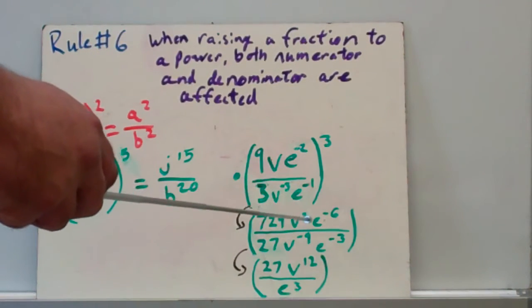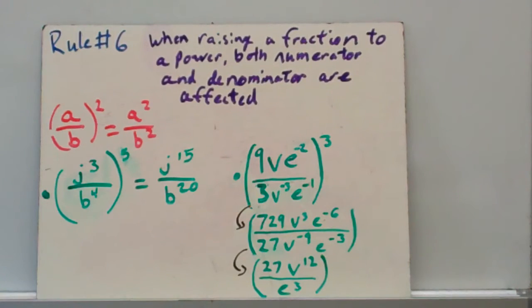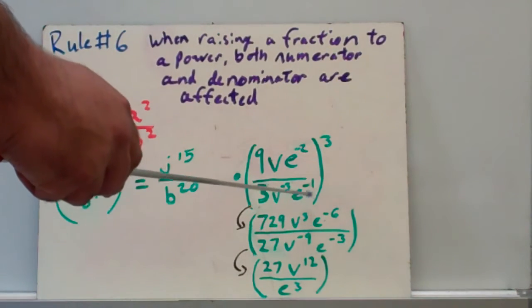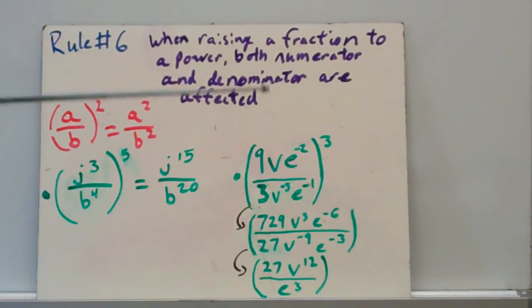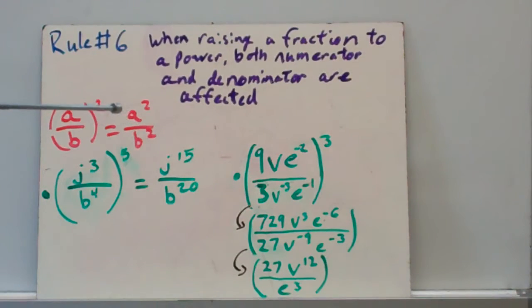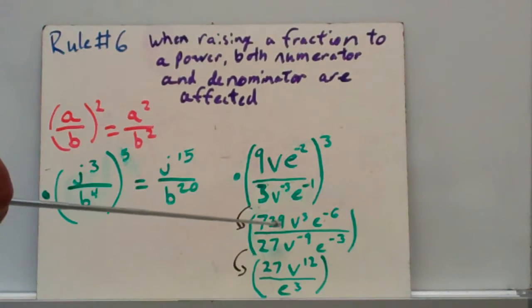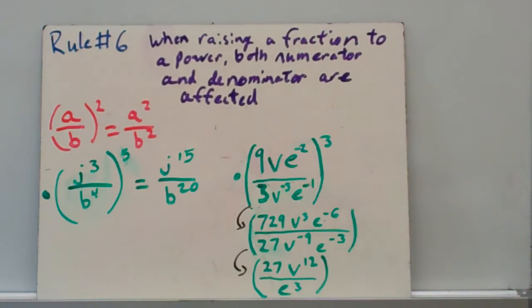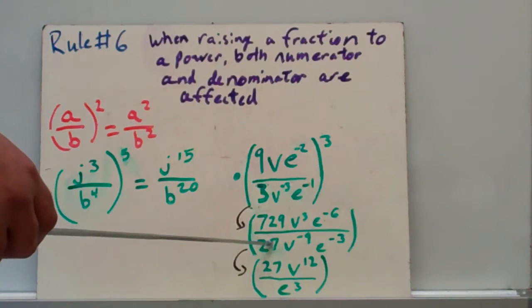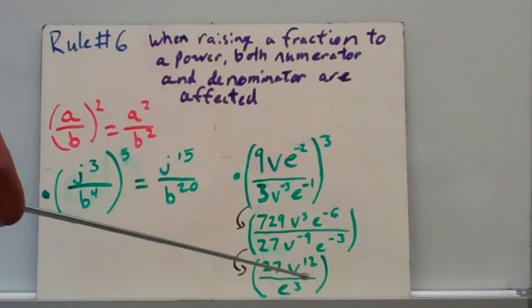The v to the negative third already leaves us with v to the negative ninth. And then the e to the negative first cubed leaves us with e to the negative third. So then, when we have whole numbers, we can just work with those. If they can be divided, then you divide them. So 729 divided by 27 is actually 27.